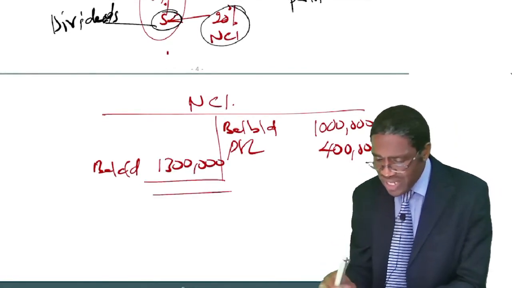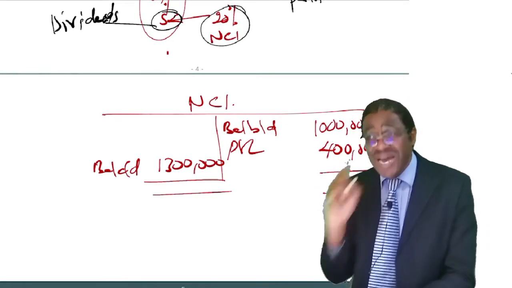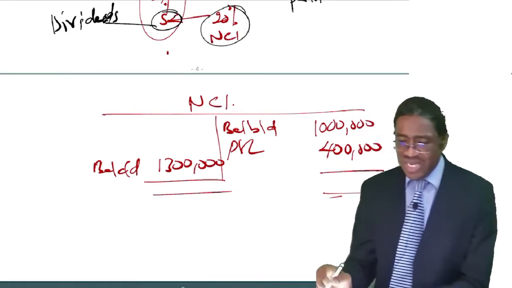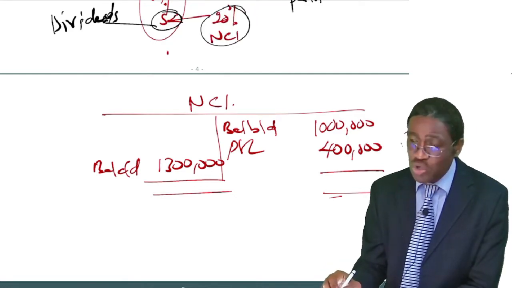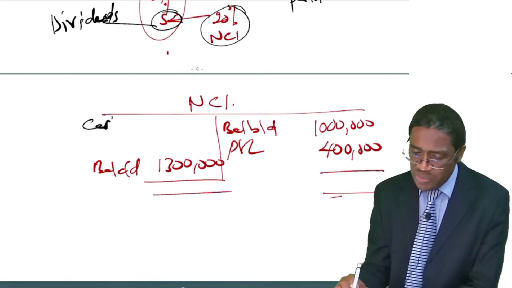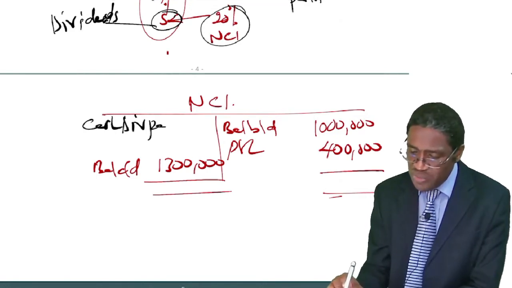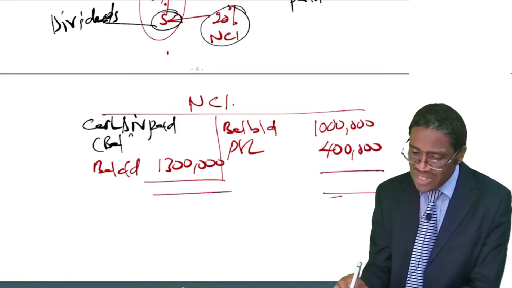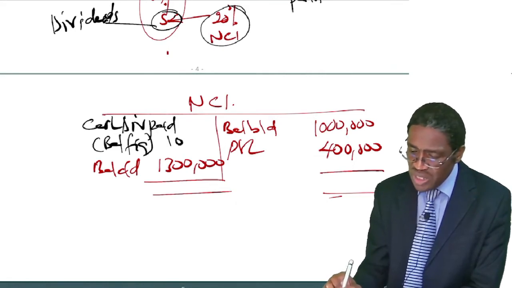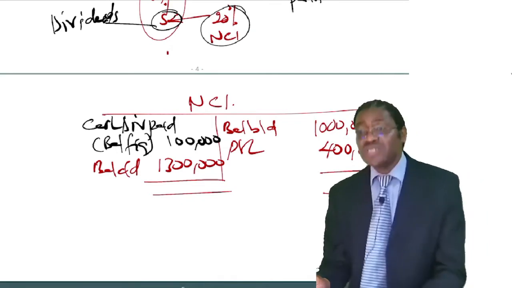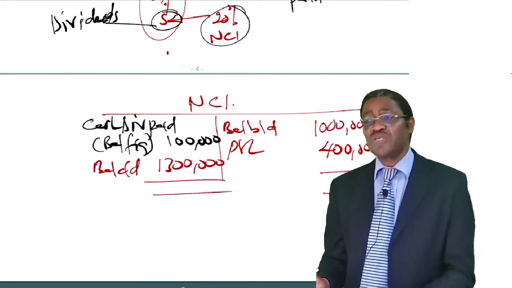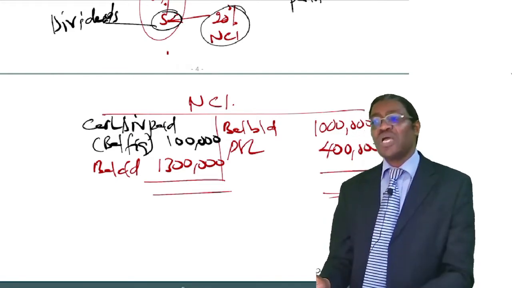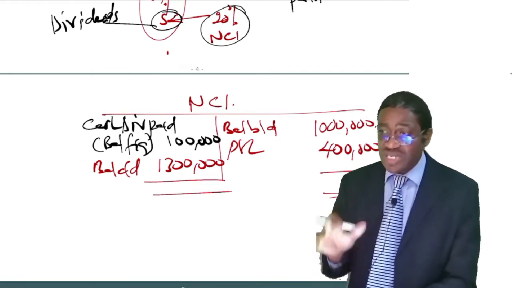Once you enter that, there will be a balancing figure in this account. And that balancing figure automatically will be the cash dividends paid, and that is what we are getting as a balancing figure. That is something like 100,000, and that 100,000 is what now becomes the cash flow item. Take it to the cash flow statement among the financing activities.